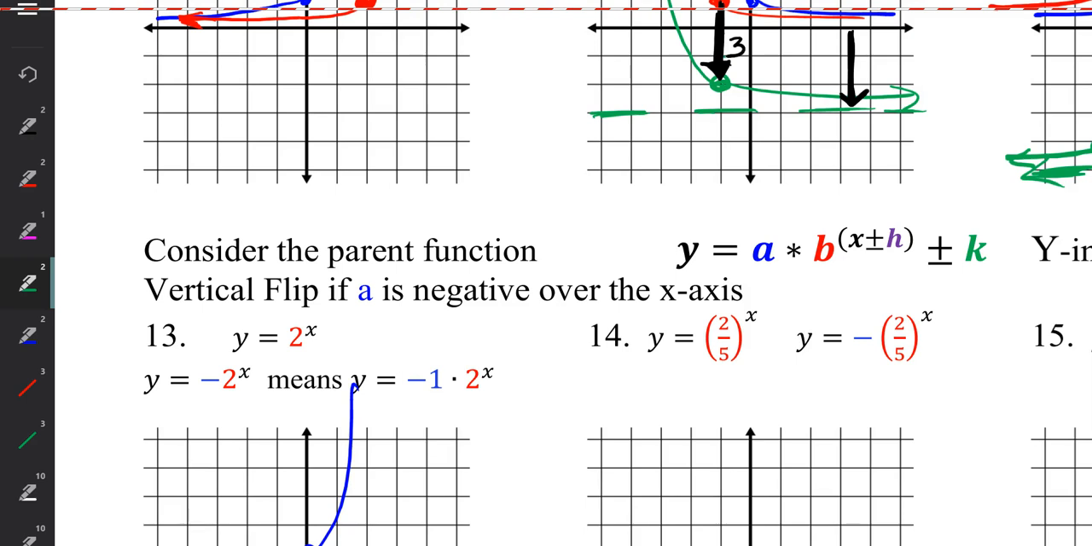Now, let's draw the next one. 2/5, growth or decay? Decay. Draw decay. What happens when you put a negative sign in front? Vertical flip, right? Oops, I should have done that in green, if I'm going to be consistent. Is my asymptote still the same? You bet it is.